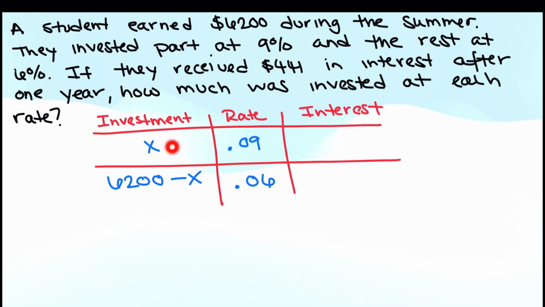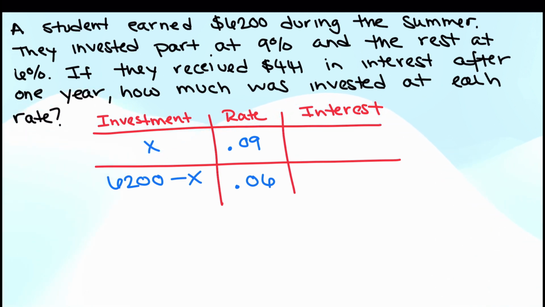If we put x dollars in the first account, the amount we have left would be $6,200 minus x, because we know that the total amount of money is $6,200. For example, if x was $200, if I put $200 in my first bank account, I would have $6,000 left for the second account, or $6,200 minus 200.